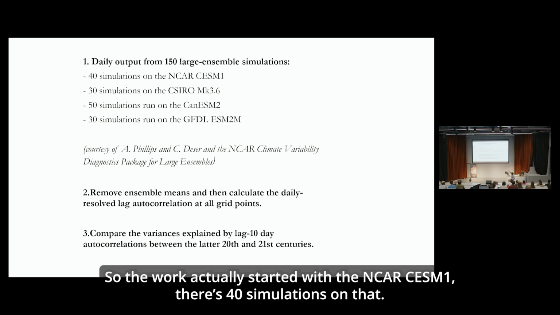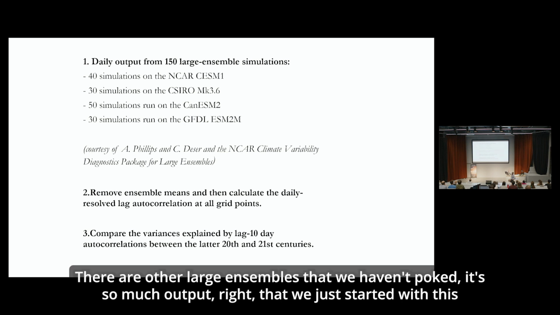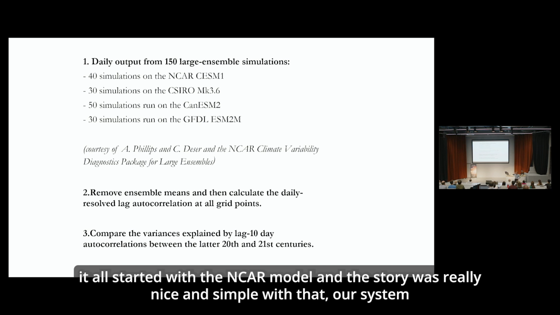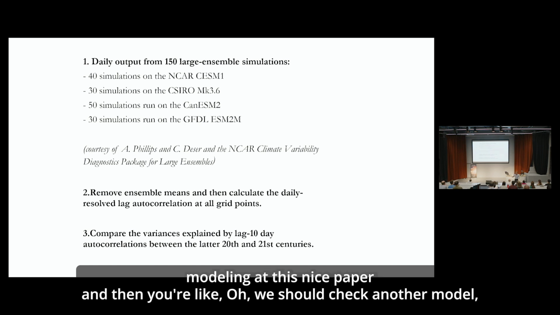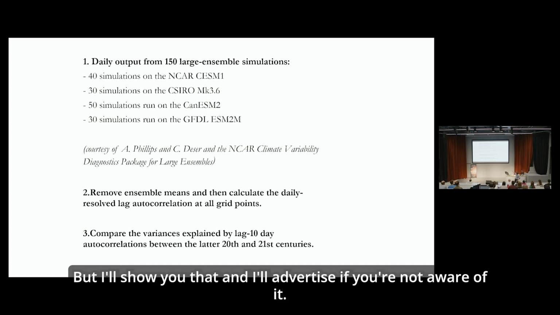There's 40 simulations on that. And then you can see where the models are up there, the Australian, Canadian, and GFDL. There are other large ensembles that we haven't poked. It's so much output, right, that we just sort of started with this, and maybe we'll move on. In fact, it all started with the NCAR model, and the story was really nice and simple with that Earth system model. You had this nice paper, and then you're like, oh, we should check another model, and then you check it, and the story falls apart, and that's how the world works, but I'll show you that.